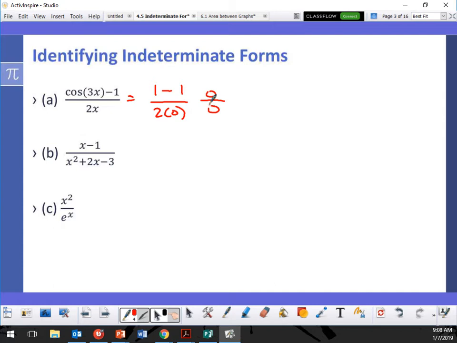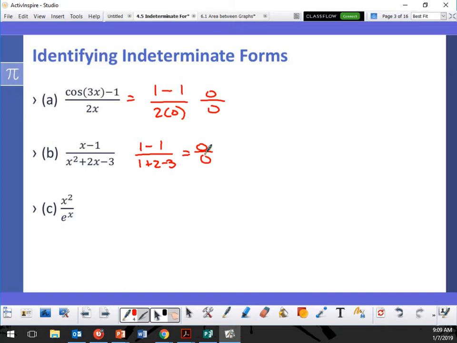Okay, that's indeterminate there. So now, let's plug in 0 for this one. That's going to give me negative 1, so that one's not going to be indeterminate. What would make this one be 0? Think about the top. It would be 1, right? So it would be 1 minus 1, which would be 0. And if I plug in 1 on the bottom, that's 1 plus 2 minus 3, that's also 0 over 0. So that would be an indeterminate form there, at the number 1. This one's at the number 0.